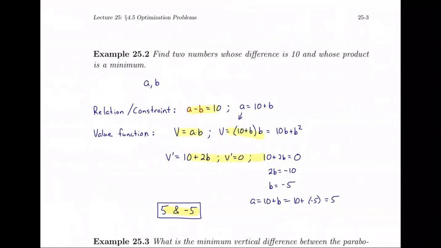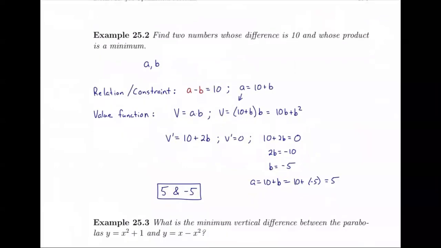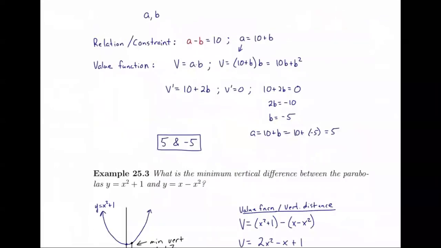And if you want, you could check a couple other values. Two numbers whose difference is 10. There are infinitely many of those. So you could try something like 10 and 0. 10 minus 0, what's the product of 10 and 0? Well, 10 and 0 has a product of 0. That's not less than 5 and negative 5, which have a product of negative 25. So there, just spot check to see that, sure, it looks like my value is lesser than any other ones I could come up with.